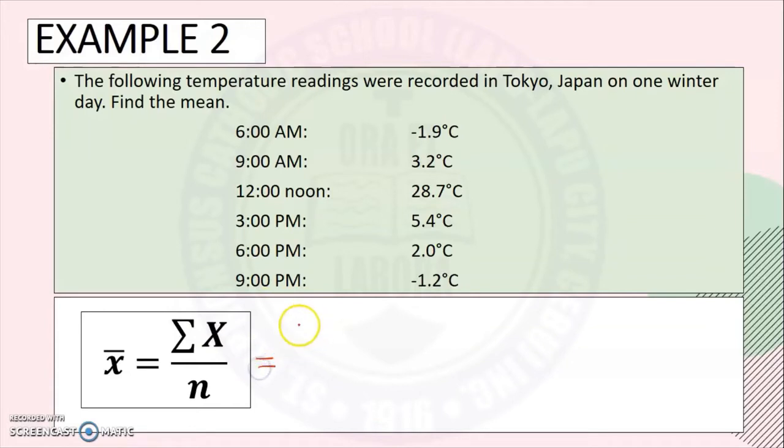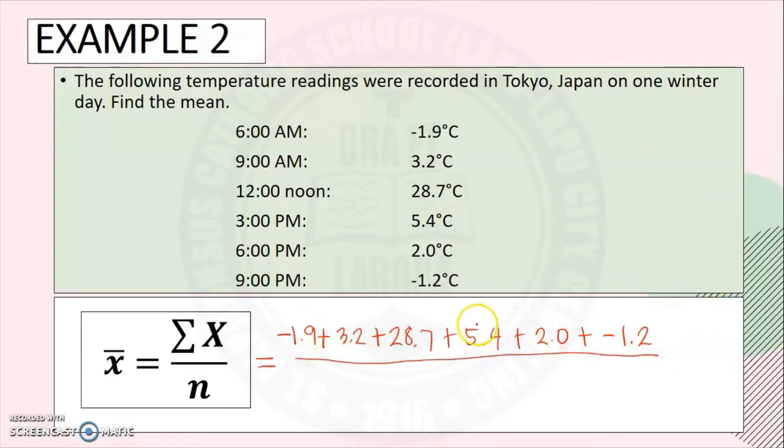Next, we are going to write the given: negative 1.9 plus 3.2 plus 28.7 plus 5.4 plus 2.0 plus negative 1.2 divided by the total number of values. We have 1, 2, 3, 4, 5, 6. So n is equal to 6.